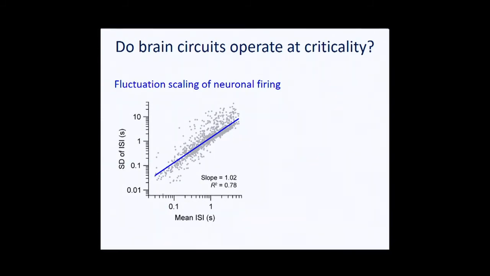Okay? So slow neurons, I know that you don't see the pointer, slow neurons fire more irregularly. Okay? So this is a prediction from having a system close to criticality. The fluctuations, the noise, scale like the mean, in this case the mean discharges. Okay? So that's one piece of information.